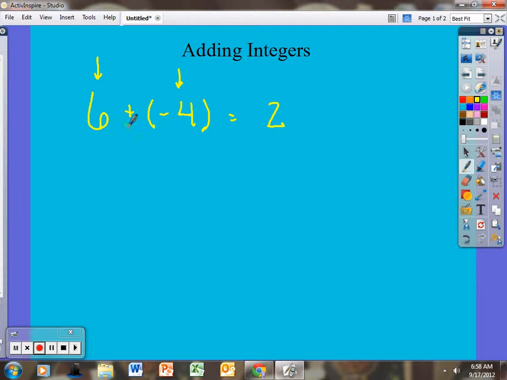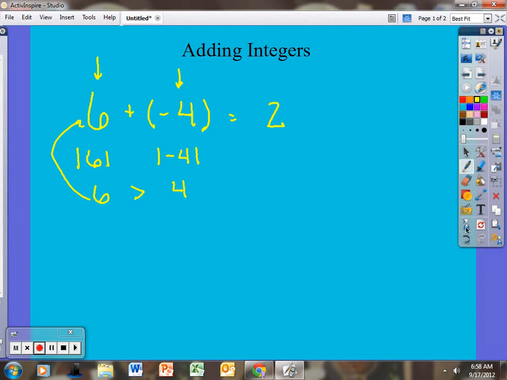We talked about this today in class. The absolute value of 6 is 6. The absolute value of -4, remember absolute value, how far away that number is from 0, is 4. 6 is greater than 4. 6 was the positive number to begin with. That's why this answer stays positive.